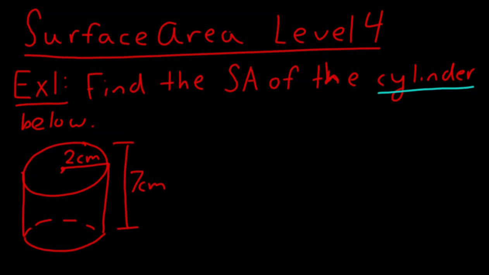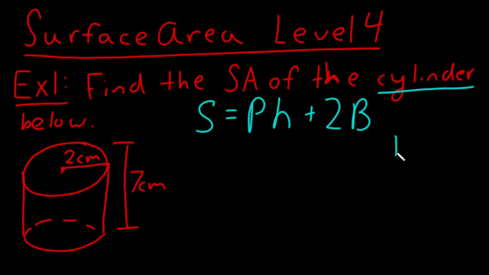Now, we can always think of a cylinder basically as the same as a prism with just a few minor twists. So I'm still going to write out my original formula, which is the surface area is the perimeter times the height plus 2 times the area of the base. But in this case, we're going to have to make a few substitutions. So we know that the perimeter of a circle is actually the circumference, which is really 2 pi r. And we know that the area of the base is going to equal pi r squared.